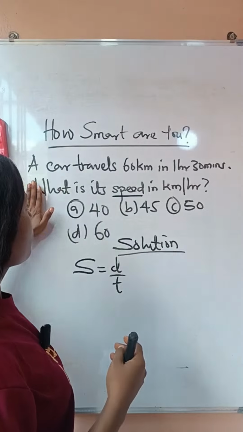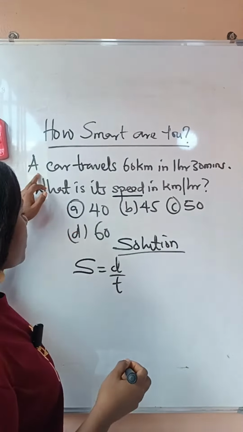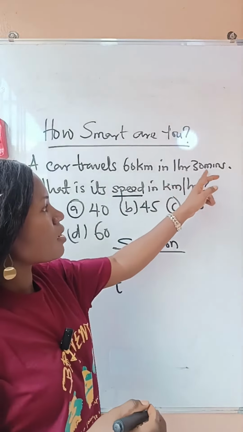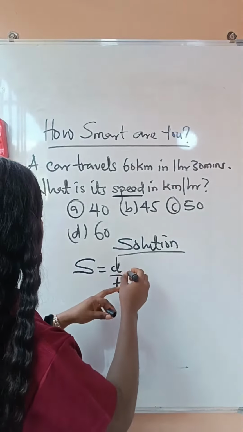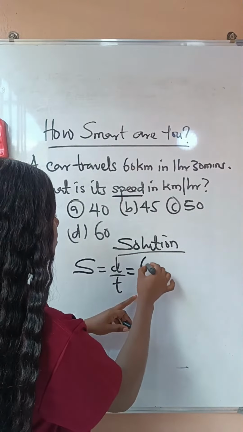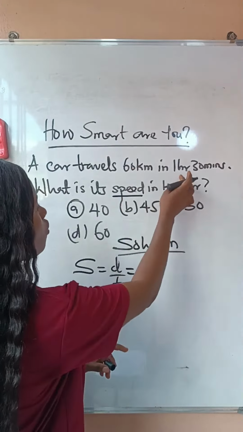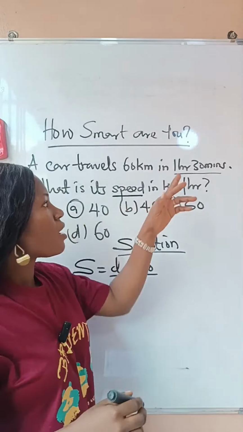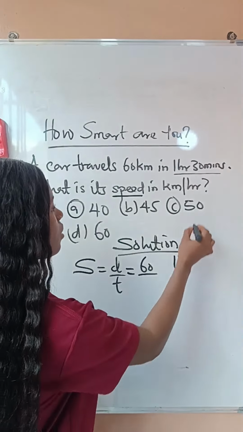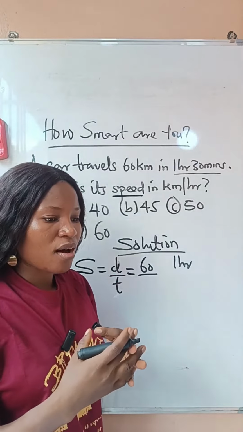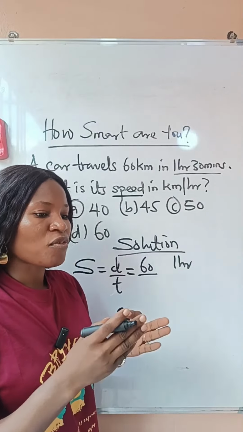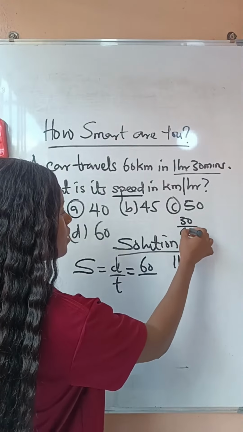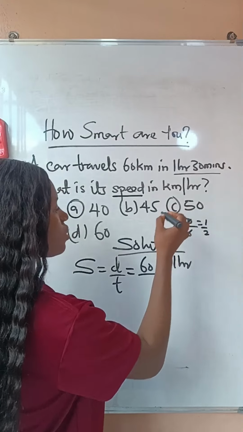Looking at the question again, we are told that a car travels 60 kilometers in 1 hour, 30 minutes. So that means the speed should be 60 kilometers, which is already in kilometer, over time. Now the time is 1 hour, 30 minutes. 1 hour is okay, but what is 30 minutes in terms of hours? 30 minutes is half of 1 hour, right? Because we have 30 over 60, and you're going to have half.